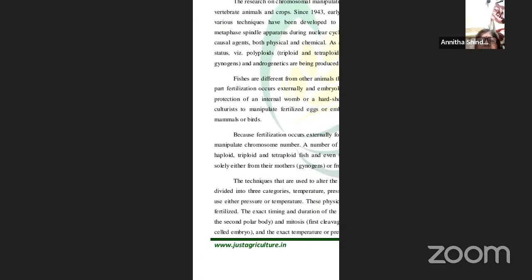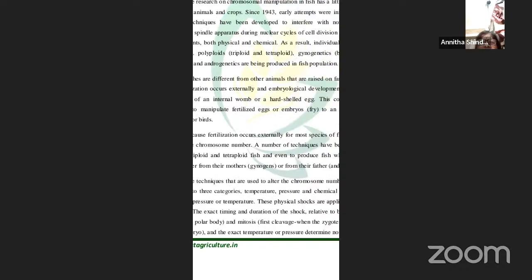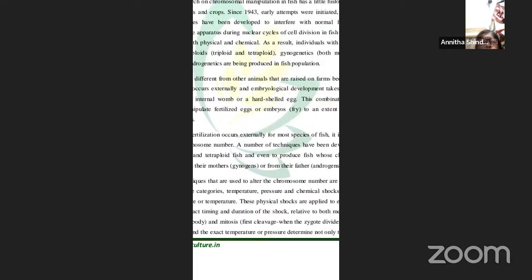Okay, so the techniques that are used to alter the chromosome number are similar, and they are divided into three categories: temperature, pressure, and chemical shock. Most of the researchers have used either pressure or temperature. These are nothing but physical shocks. Treating them with hot water or cold water is the temperature treatment. When you apply pressure, it is a pressure treatment. And when you expose them to certain chemicals, it is a chemical treatment. These physical shocks are applied to eggs that are newly fertilized.